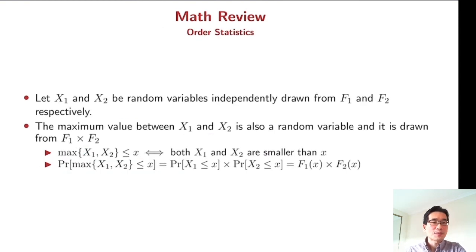Okay, finally, I would like to remind you of order statistics. For instance, we have two random variables independently drawn from F1 and F2. And sometimes we are interested in the maximum value between x1 and x2. Of course, that maximum value is also a random variable, and it is drawn from the product of each distribution function. So please make sure you are familiar with those basic skills and techniques before you watch the remaining videos.